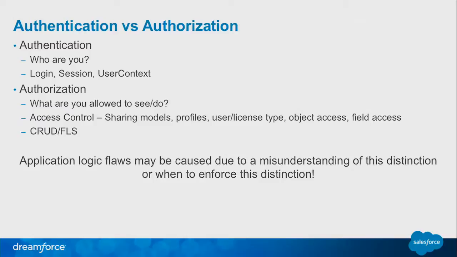So authentication is going to refer to you. Who are you? What have you been doing on the application? So it's your login, your session, and your user context. It only revolves around identity. Authorization, on the other hand, is what are you allowed to do? So that includes your CRUD and FLS settings on your objects. It includes what objects you're allowed to see, your access control, all the sharing profiles within Salesforce, the license type you have within Salesforce, all of that. So that's all contained within authorization.